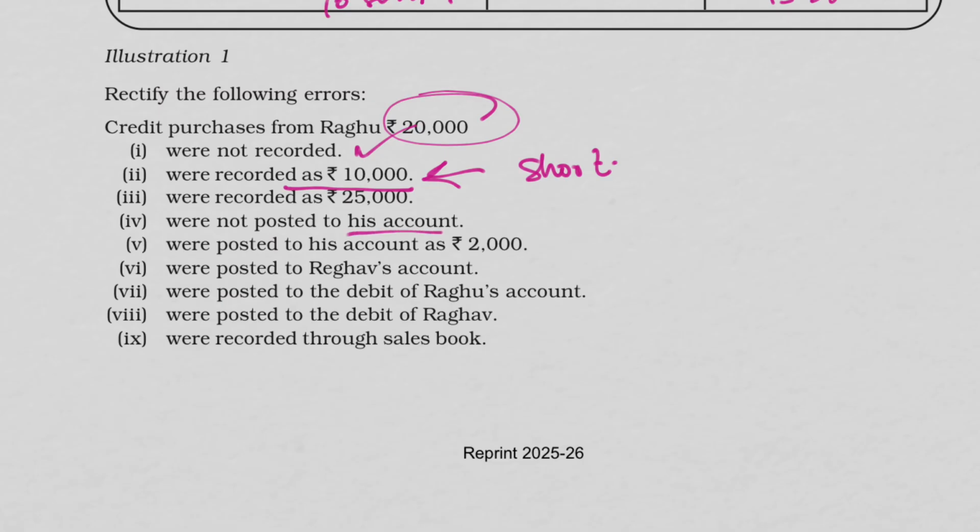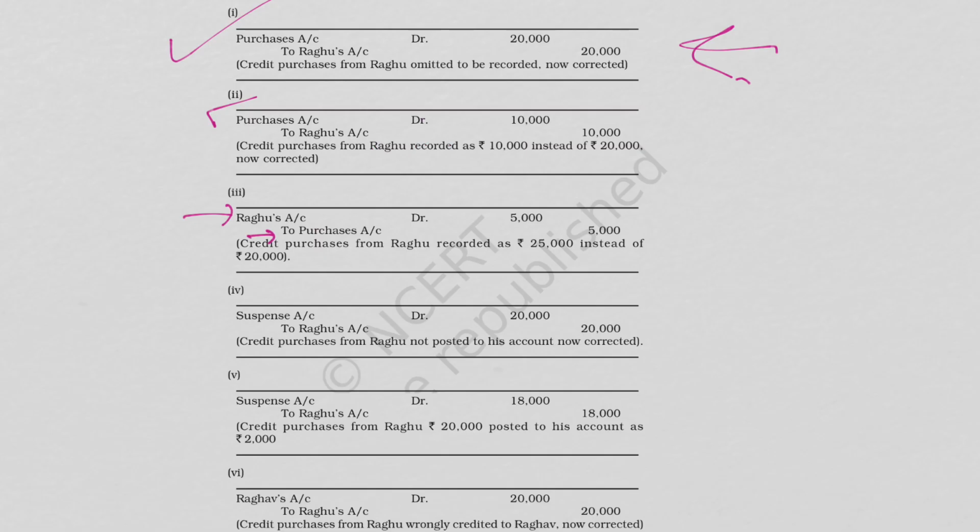They were not posted to his account. So there is partial omission. It was not posted to his account. So the entry should have been purchases account debit to Raghu's account 20,000. But this portion has not been posted. So we'll debit suspense account to Raghu's account.